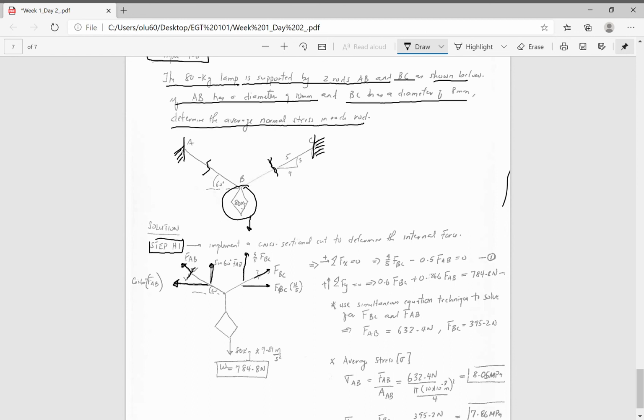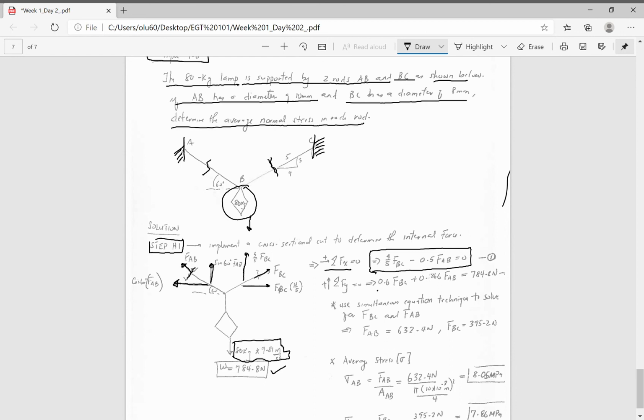Again, this lamp has a mass of 80 kilograms. If you want to know the weight, you have to multiply that by the acceleration due to gravity, which gives us 784.8 newtons. The sum of the forces in the x direction equals 0, so we tally up all the forces in the x direction, and when you do so, you're going to get this. The next step is to sum up all the forces in the y direction.